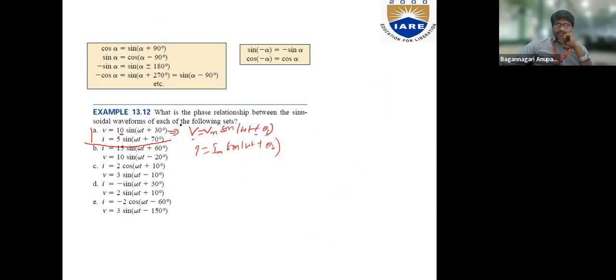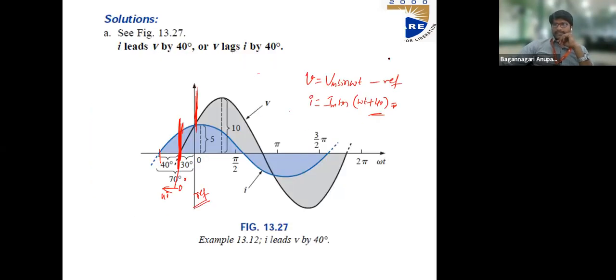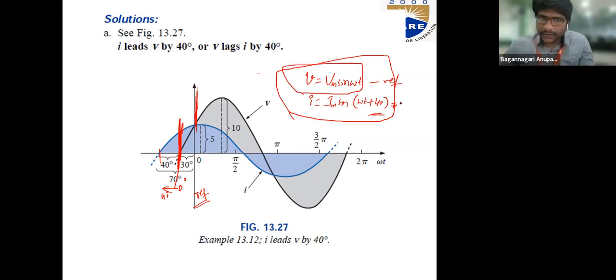I can represent it like this, or I can represent it in this sense. Whenever you say V is equal to Vm sine omega t, there is no need to mention it as a reference. It's already given that V is considered as the reference. Am I clear? And why do we take only voltage as reference? Why don't we consider current as reference?